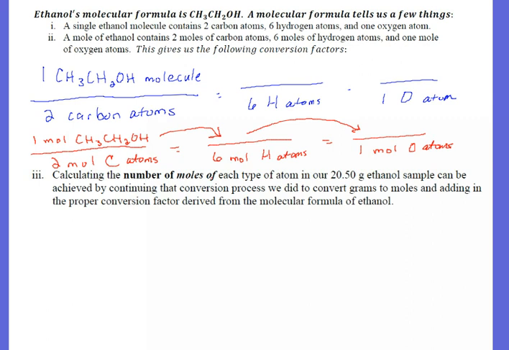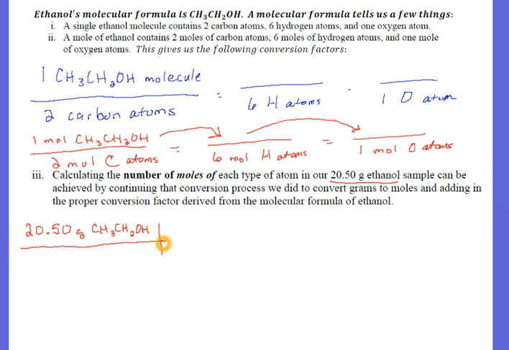So here, calculating the number of moles of each type of atom in a 20.50 gram ethanol sample. Well, if we can convert it to moles of ethanol like this, then we can convert to moles of each type of atom that we have. So the first step is you start out with your mass of ethanol. That's your starting point, your 20.50 grams of ethanol.